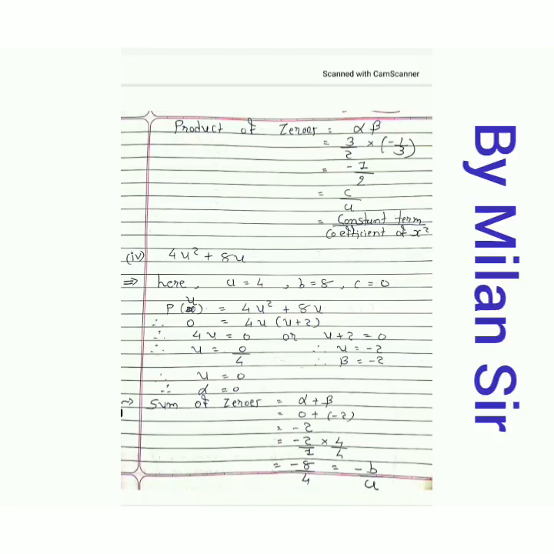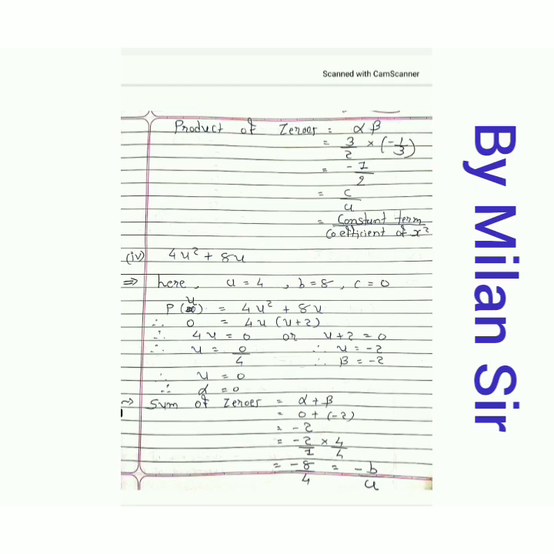Hi friends, in the last video we solved three questions of question 1 of exercise 2.2. So right now we are going for question number 4. It is 4u square plus 8u. So here what are our a, b and c? A means coefficient of u square, that means 4. B means coefficient of u, that means 8. Now the constant term is not given, that means plus 0, so our c becomes 0.